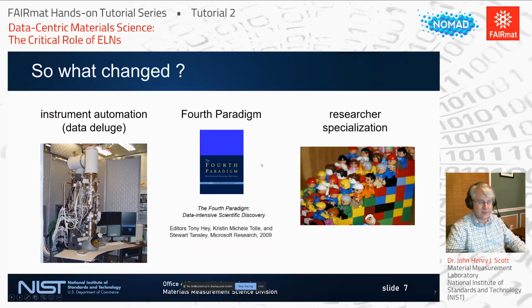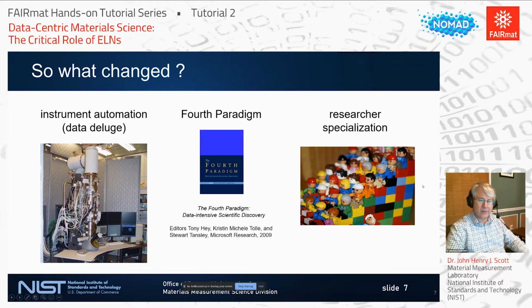Another driver for this, I believe, is what's been called the fourth paradigm, based on the book edited by Tony Hey and others at Microsoft Research in 2009, where data-intensive science is held up as a fourth alternative to traditional experimental science, theoretical science, and computation, simulation, and modeling.